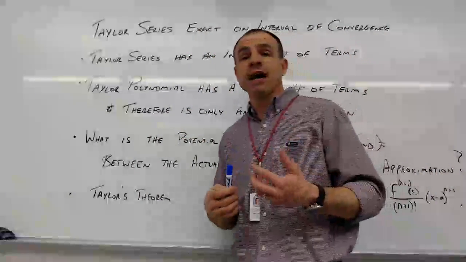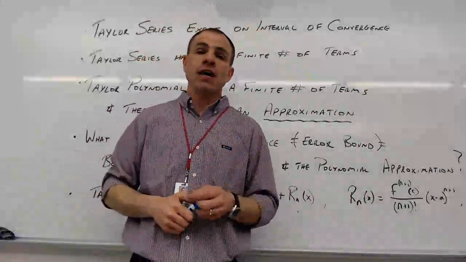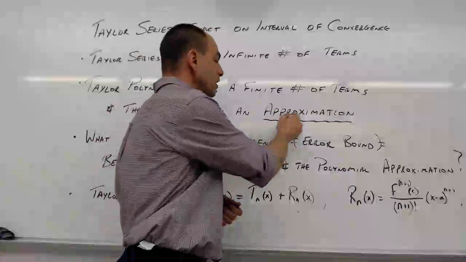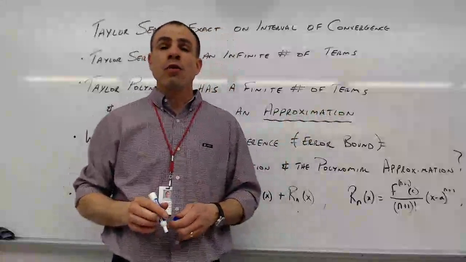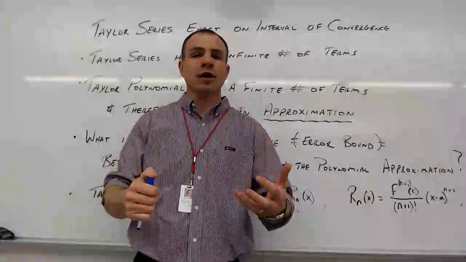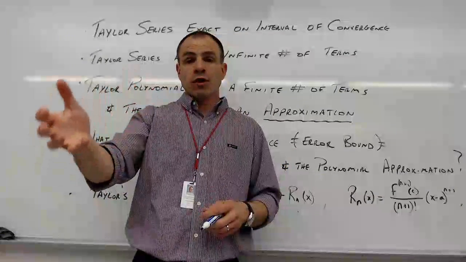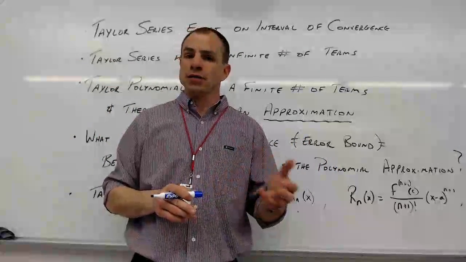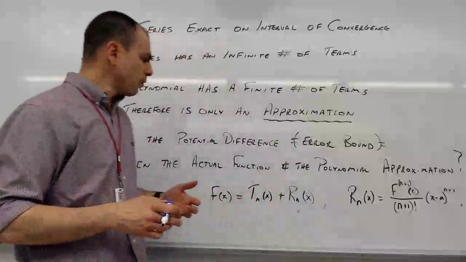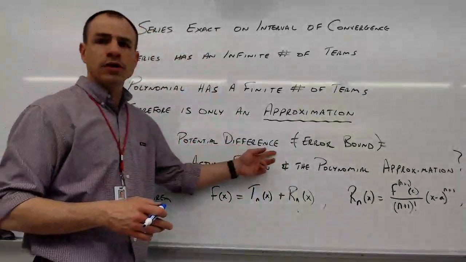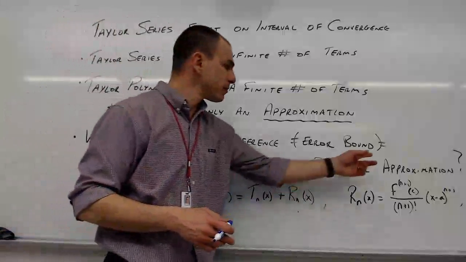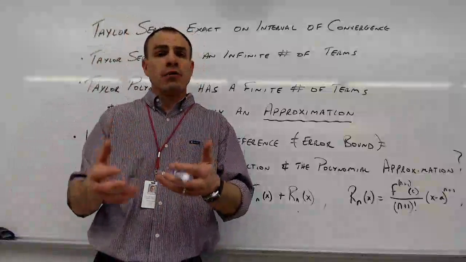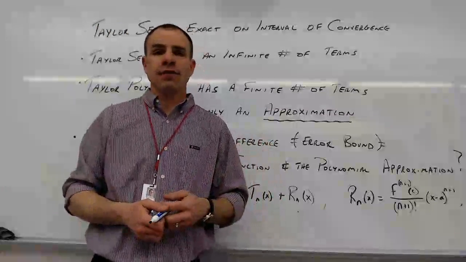Right? So there are a finite number of terms. And because there's a finite number of terms and not all the terms, we no longer have an exact answer. We're only going to be able to come up with an approximation when we're dealing with, okay, here's the Taylor polynomial. It is working together with the function on our interval of convergence. But because it's a polynomial, we don't have all the terms. So what's the potential difference? And the mathematical term for that potential difference is actually called the error bound. How far off is our approximation from the actual value of the function?